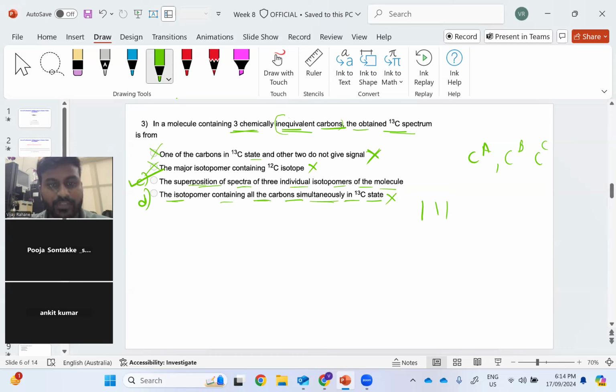The superimposition of the spectra of three individual isotopomers of the molecule. This option here is the correct option, or the most accurate statement given here.